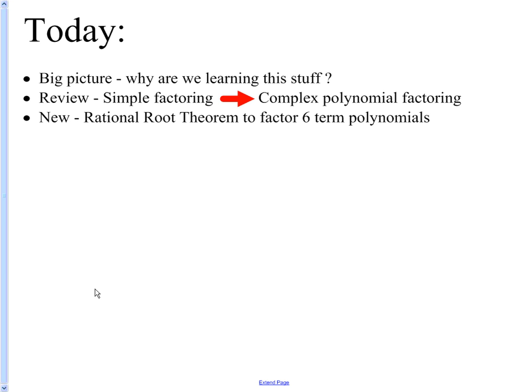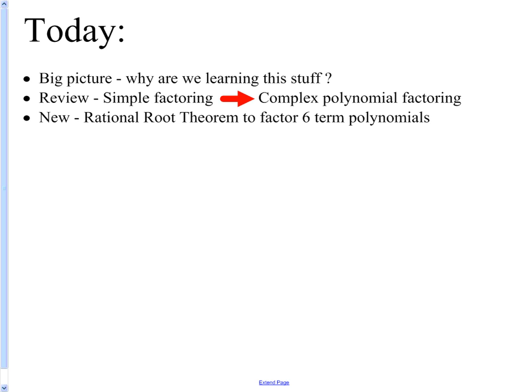Okay, so today we're going to talk about the big picture, why we're learning this stuff. Then we're going to go over some simple factoring all the way up to the complicated stuff we're doing now. And then I'm going to teach you to factor 6-term polynomials. It's the biggest factoring that's done at the high school. You don't do anything harder than this your whole time through high school. So if you can handle this, you got one of the biggies that you're supposed to know.